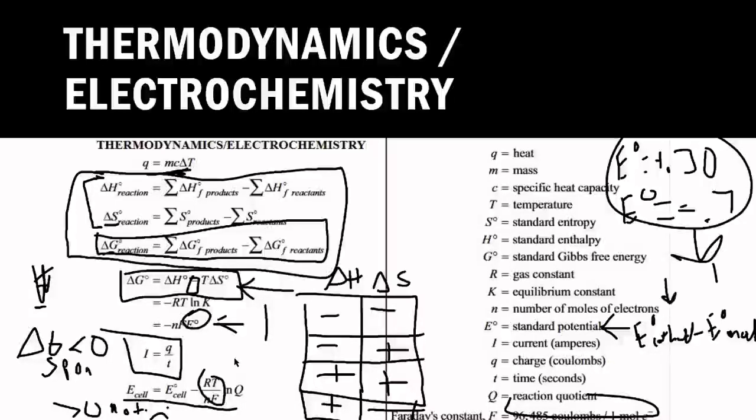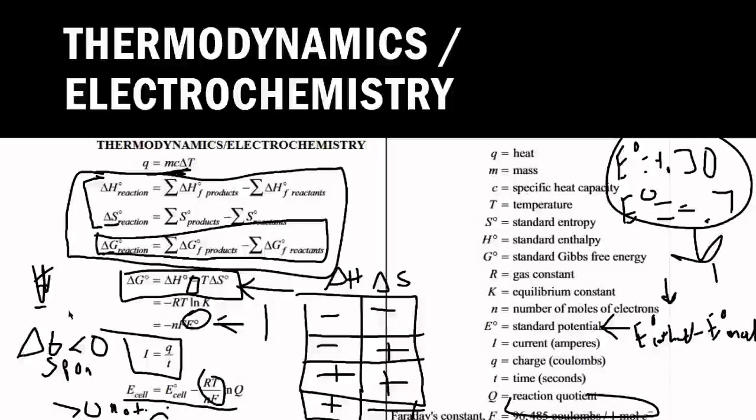Okay, that about covers this unit. So yeah, a lot. It's just a lot. For this, E cell is equal to E cathode minus E anode. That's our missing equation for this.